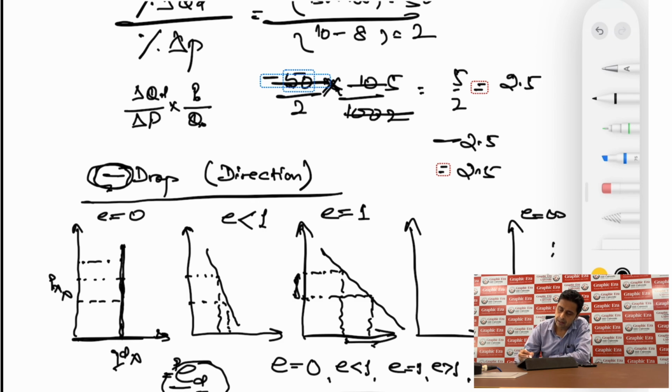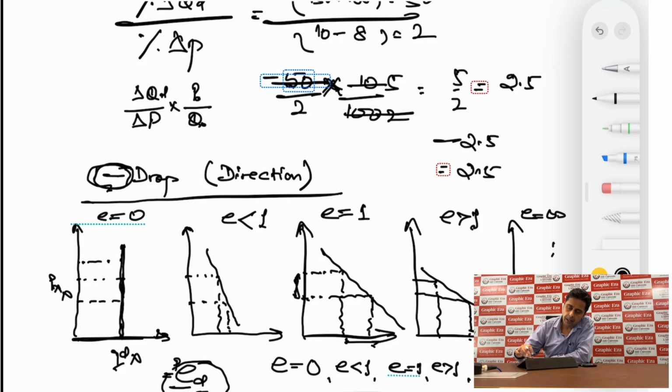And on the other hand, if we talk about a higher elasticity which is greater than 1, that means the change in demand has been more in proportion to the change in the price, and you get a flatter sloping curve which would show that a slight change in price brings about a greater change in the demand. So that's what elasticity is all about.